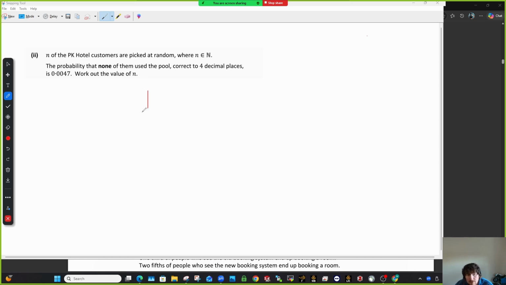So we know that a 5th is the probability of using the pool, so then 4/5 is the probability of them not using the pool. So the idea is, if you had, say, 6 of them that didn't use the pool, it's 4/5 to the power of 6. If you have n of them that don't use the pool, it's 4/5 to the n, okay?